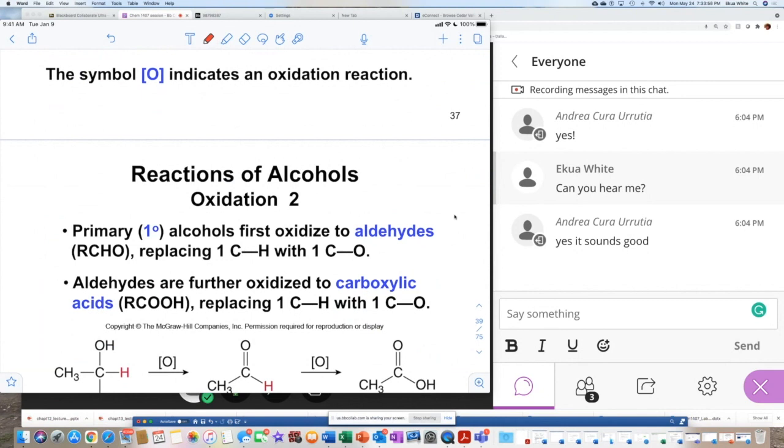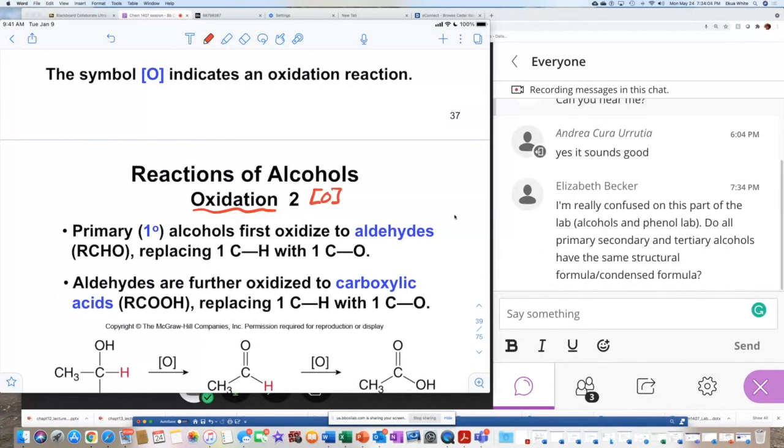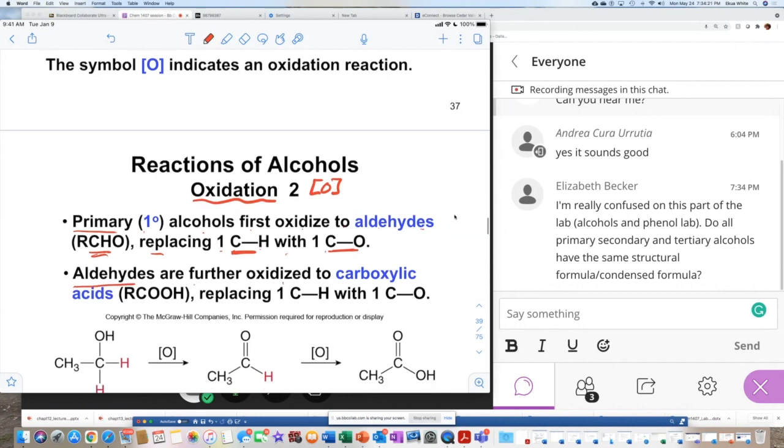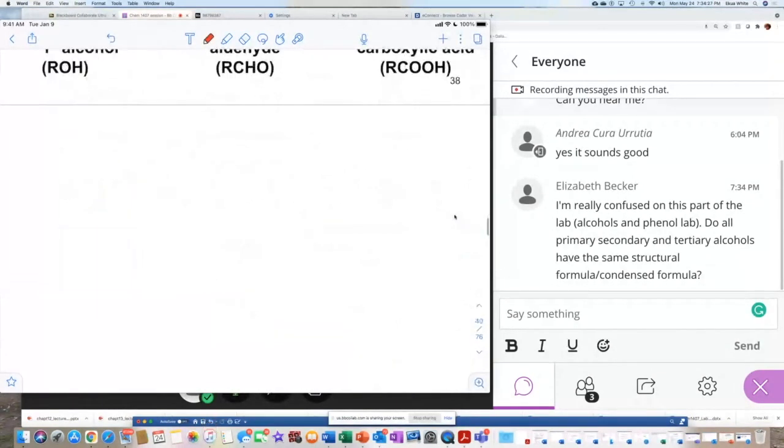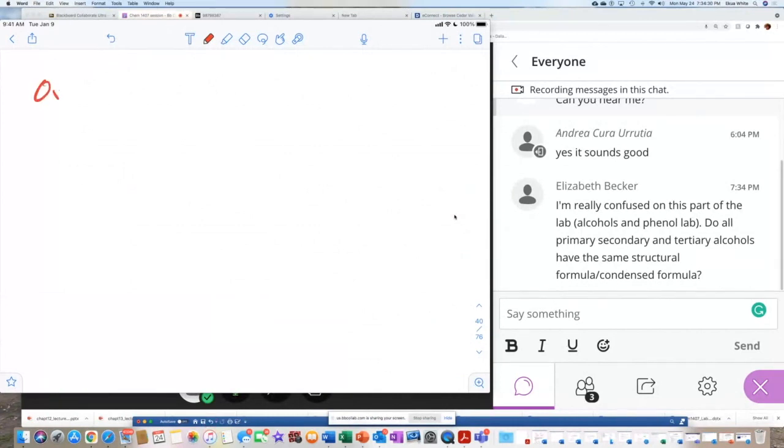Okay, so as we're working with oxidation, as scientists lazily write it like this, we're told primary alcohols first oxidize to aldehydes, replacing one carbon-hydrogen bond with two carbonyls. Okay, aldehydes are further oxidized to carboxylic acid. So let me try to summarize this real quick before we go through the steps. So when we are oxidizing, they're saying oxidation can convert an alcohol.